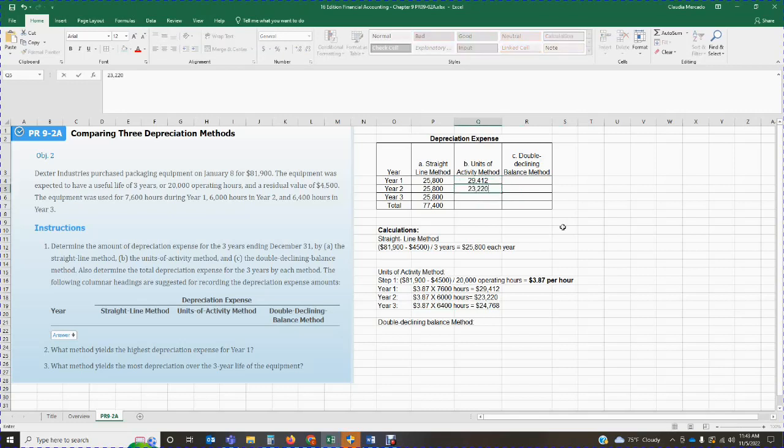So now we transfer that over to our table, that way we can do a comparison. We've got the 29,412, the 23,220, and the 24,768. We're going to add those together and let's see what it gives us. Okay, the same, 77,400.